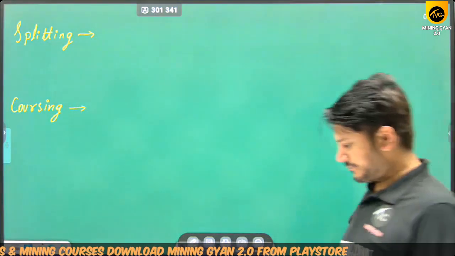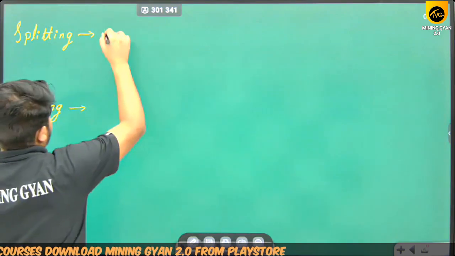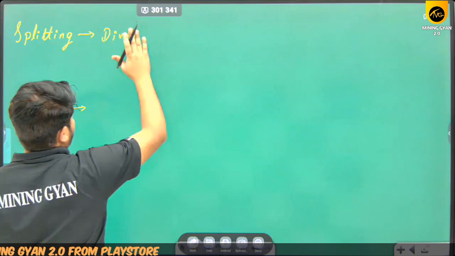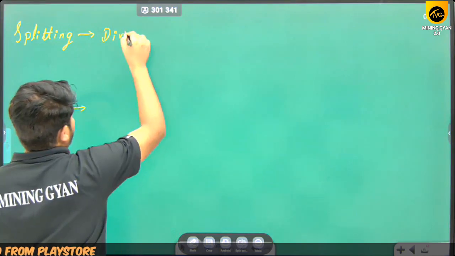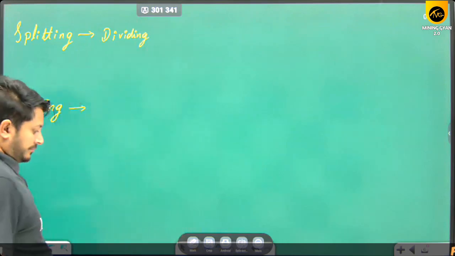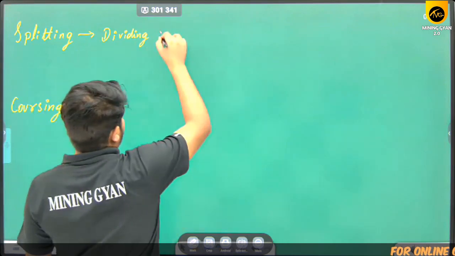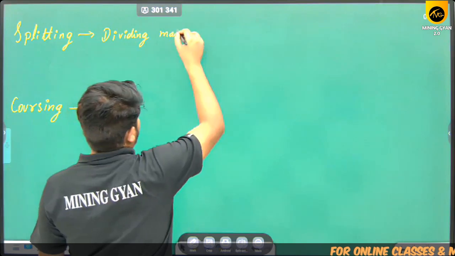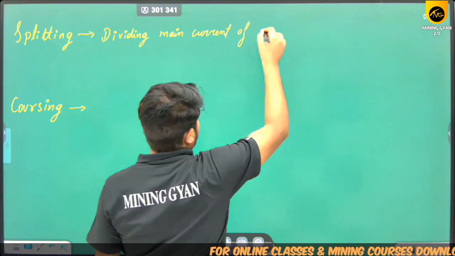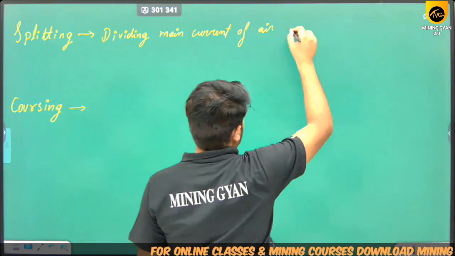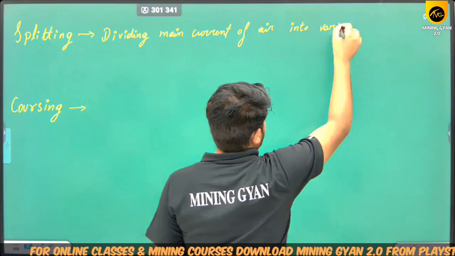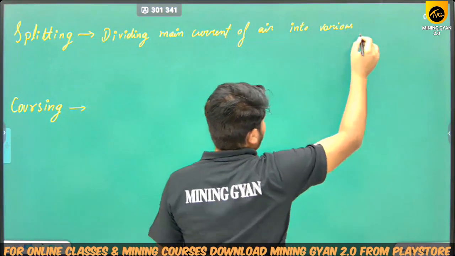Splitting means dividing the current of air, the main current of air, into various districts.